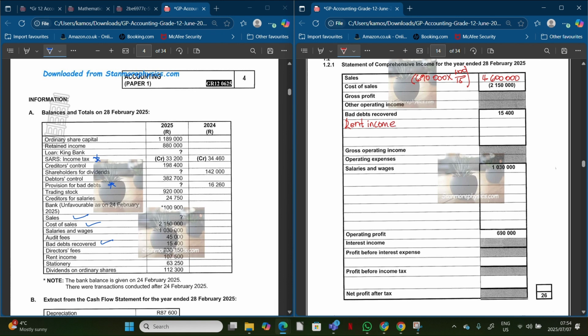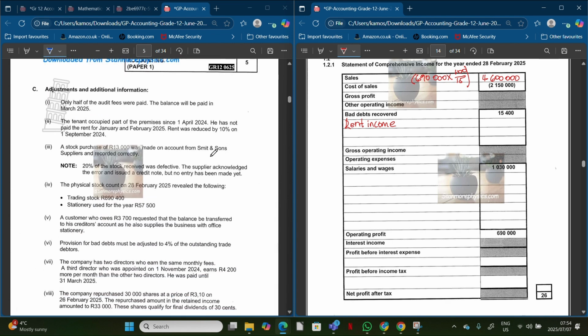But now, I want you to remember something. You need to look at the adjustments to see whether there's an adjustment on rent. Let's look at the rent and see if there is. If you look at Roman number two, you have the tenant occupied part of the premises since the 1st of April 2024.